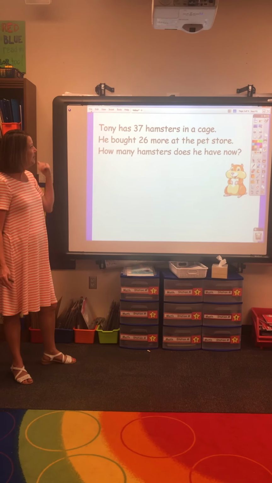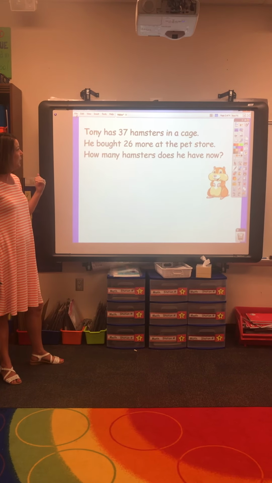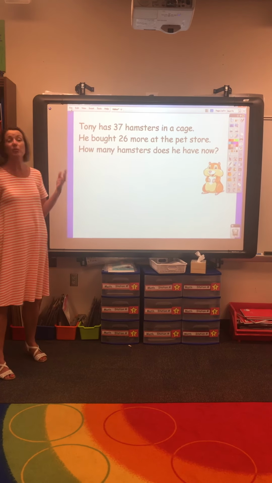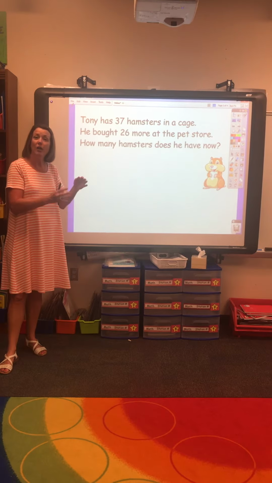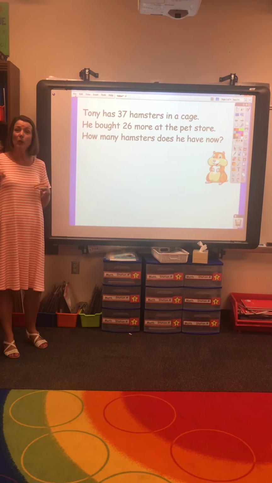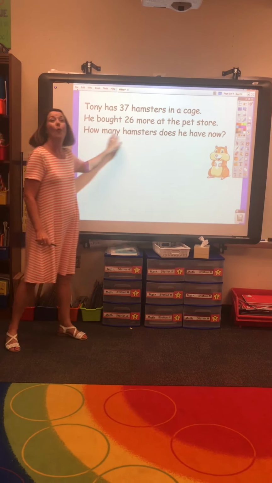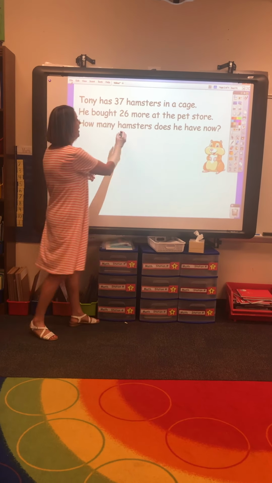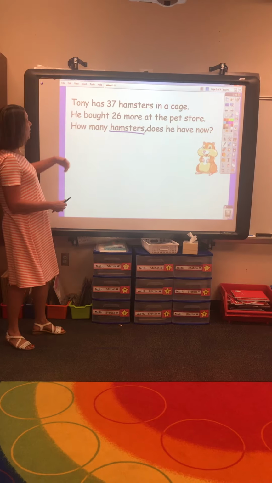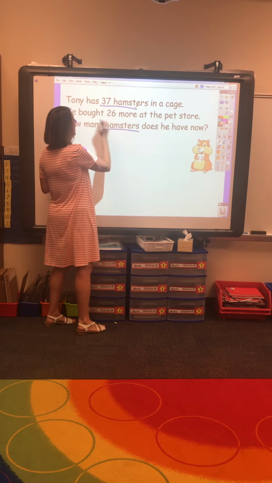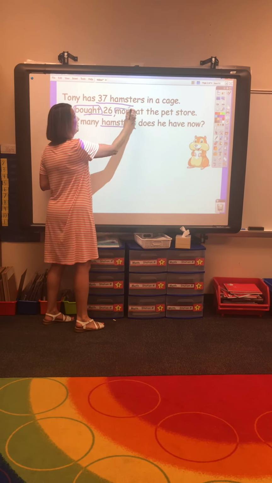So Tony has 37 hamsters in a cage. He bought 26 more at the pet store. How many hamsters does he have now? The first thing we would ask the children is, what are we talking about? And in order to figure out what we're talking about, we look to the question. So we're talking about hamsters. And how many does he have? So he started with 37 hamsters in a cage, and he bought 26 more.